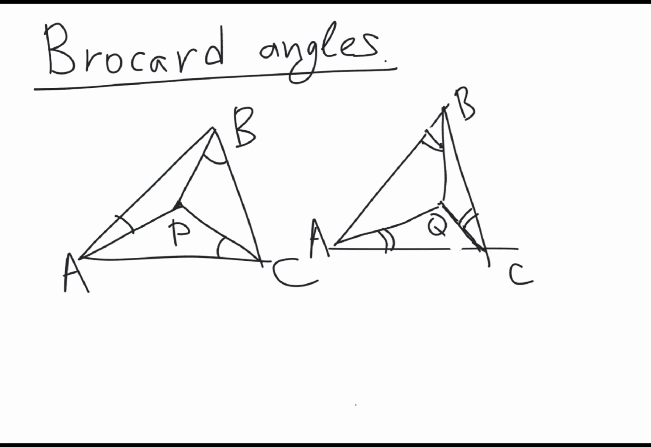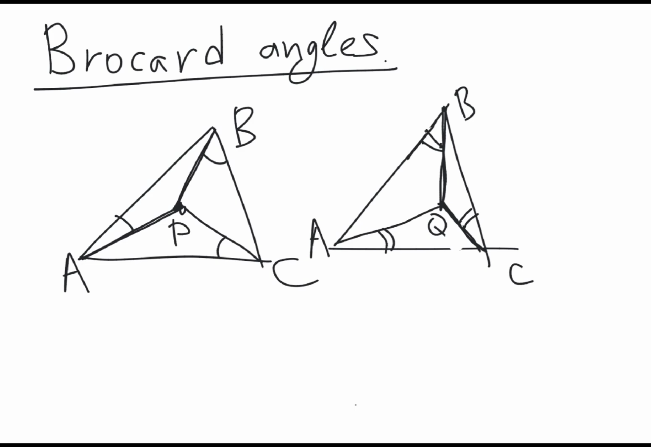Yeah, these triangles. They exist and they're unique. So the point P with the property that these triangles are equal to each other exists and it's unique. That's what I proved in the previous video.